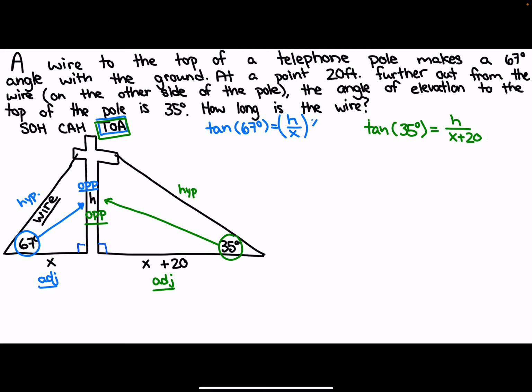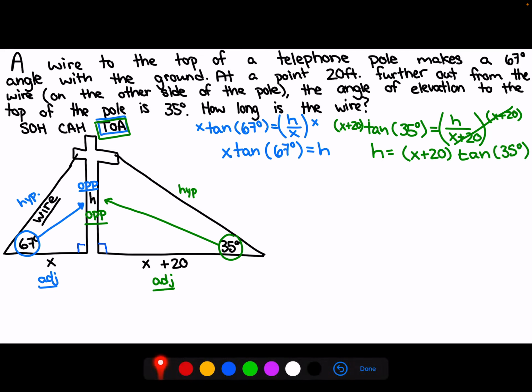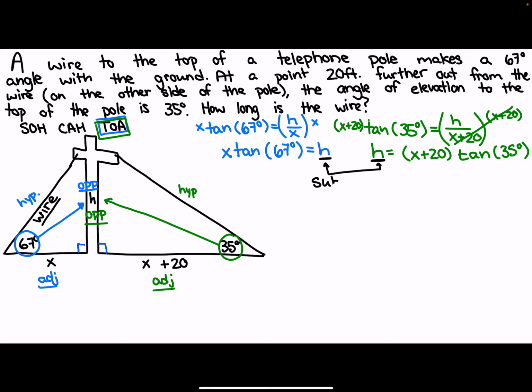This will leave me with x tangent of 67 equals h, and h is equal to x plus 20 tangent of 35. Now we notice that they're both equal to the same thing. They're both equal to h. So therefore I can use substitution to substitute in for the variable h. This will give me x tangent of 67 degrees equals x plus 20 times tangent of 35.